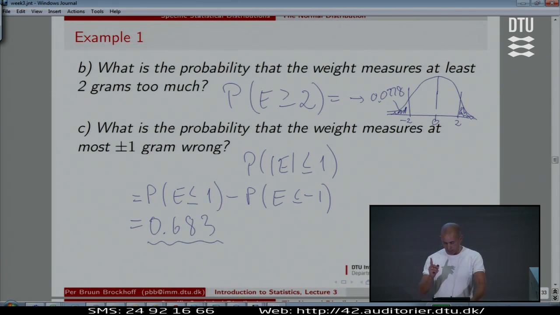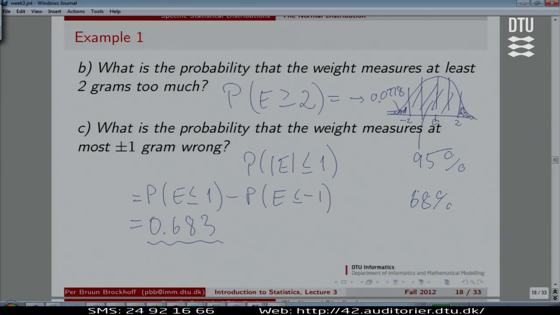Let us just for a sec see what we have found. We have found that approximately 95% is within plus minus 2 standard deviations, and approximately 68% are within plus minus 1 standard deviation. Plus minus 1 standard deviation is 68%, plus minus 2 standard deviations approximately 95%, because we had 2.3% in each end, so a bit more, but if we round off, 95%. That's what we found, and that's a good place to make a break. So let's do a nice break now.